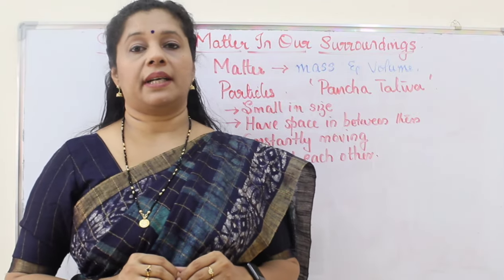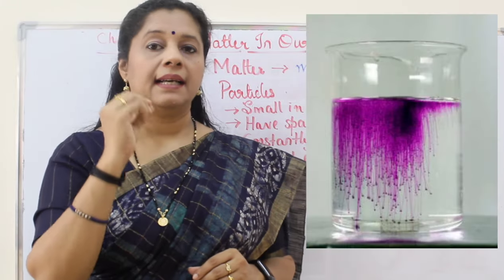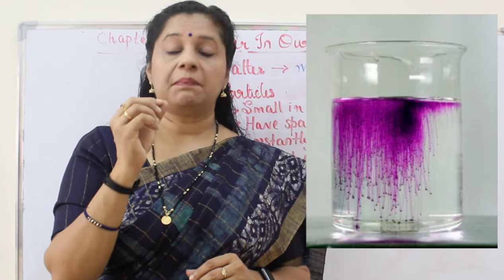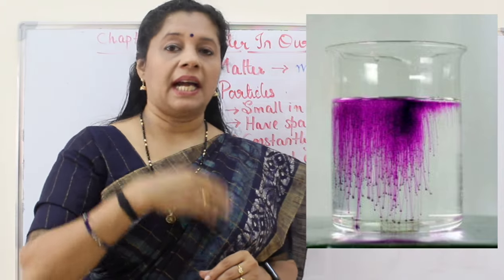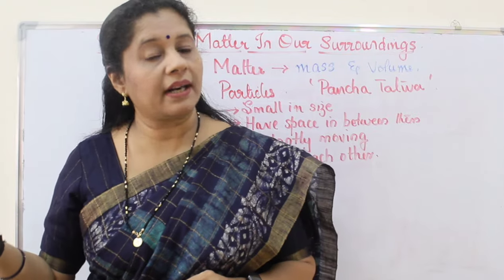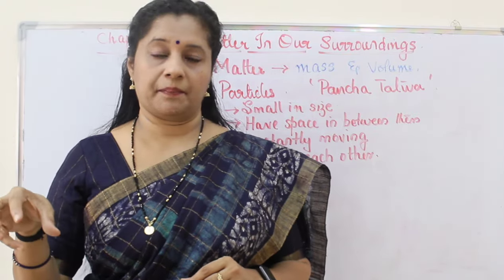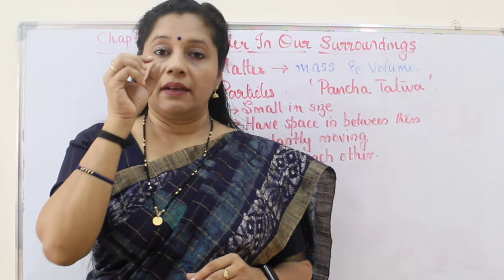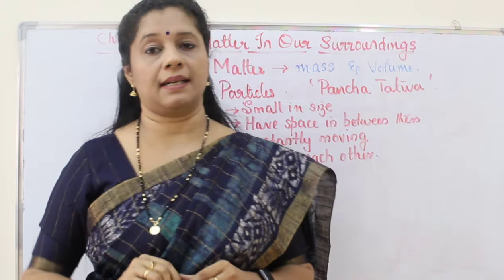Another experiment in your textbook is to take potassium permanganate. Potassium permanganate crystal is something which gives a purple color to water. So if you put them in water and then you keep on diluting the water, even if you dilute up to 100 liters, still that color will be there in that liquid. Why? Because even that small crystal that we put has got millions of particles in it.